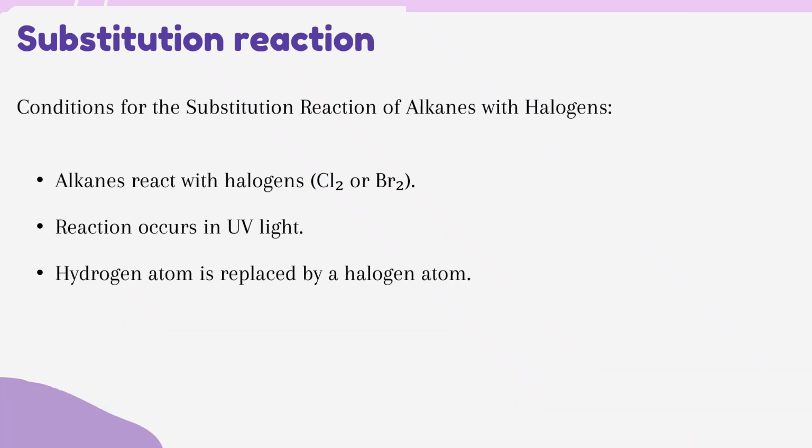Now, in order for these alkanes to undergo a reaction, there are a few conditions that we should know. So here we are discussing the reaction of alkanes with halogens. Firstly, alkanes react with halogens like chlorine and bromine. They require UV light because we have to provide energy, as the molecule in itself is more stable. And also here, the hydrogens get substituted by the halogen atom.